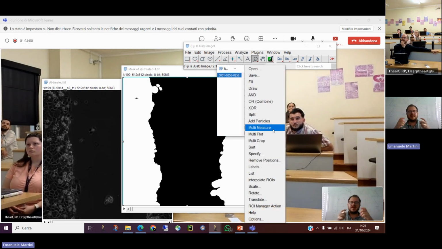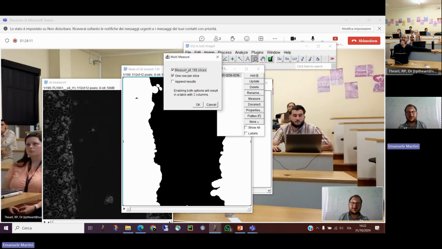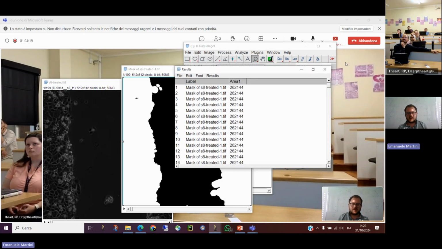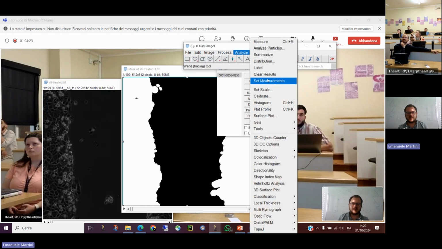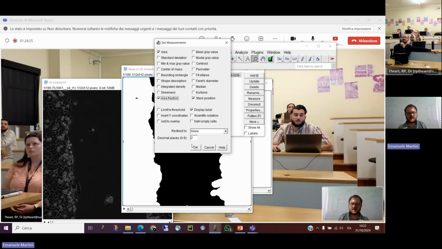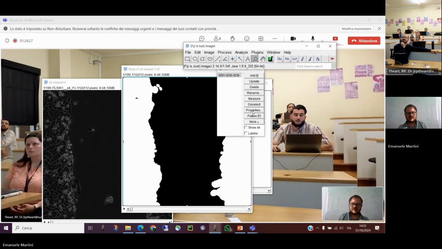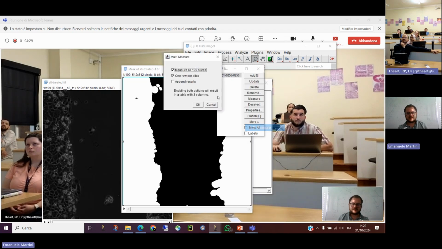Multi Measure means that for the same ROI, for the same selection, it will perform multiple measurements, in this case for each time point. So it's asking you if you want to measure all the slices and so on. Okay, let me see if I put everything or if I forgot something. No, sorry, I have to redo it because I forgot to put the measurement. That is this one, okay. Let me do it again.